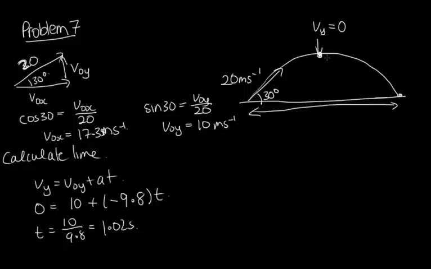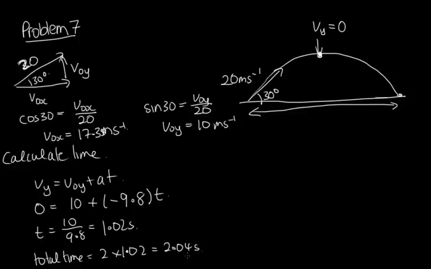Now, the time it takes to get to maximum height is the same as the time it takes to get back to the ground. I'll leave it as an exercise for you to show that. One way to do it is to work out the maximum height and then work out how long it takes to get back from that maximum height to the ground. And so the total time is equal to 2 times 1.02, which is equal to 2.04 seconds.